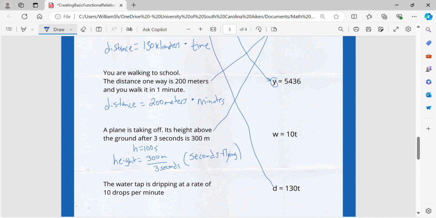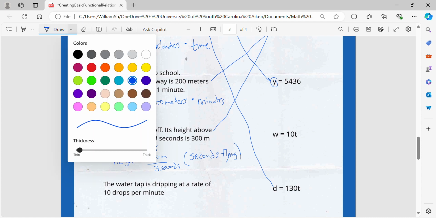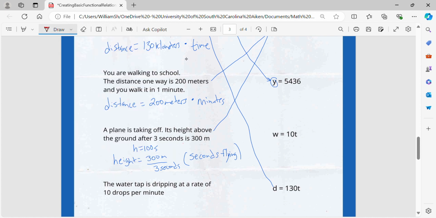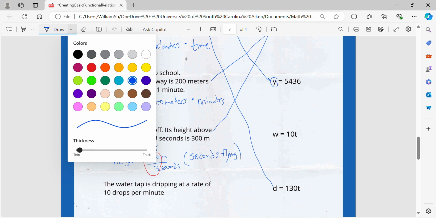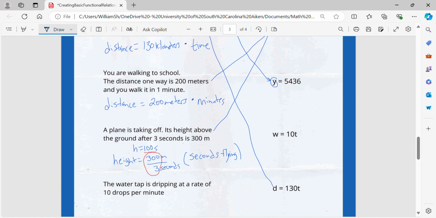So 300 divided by 3, that's where we got the 100 in this original equation. It's just a reduced fraction, a fraction reduced to a whole number. And then the seconds is just the number of seconds we've been flying. For every second we're flying, we're gaining 100 meters in height. Very good.